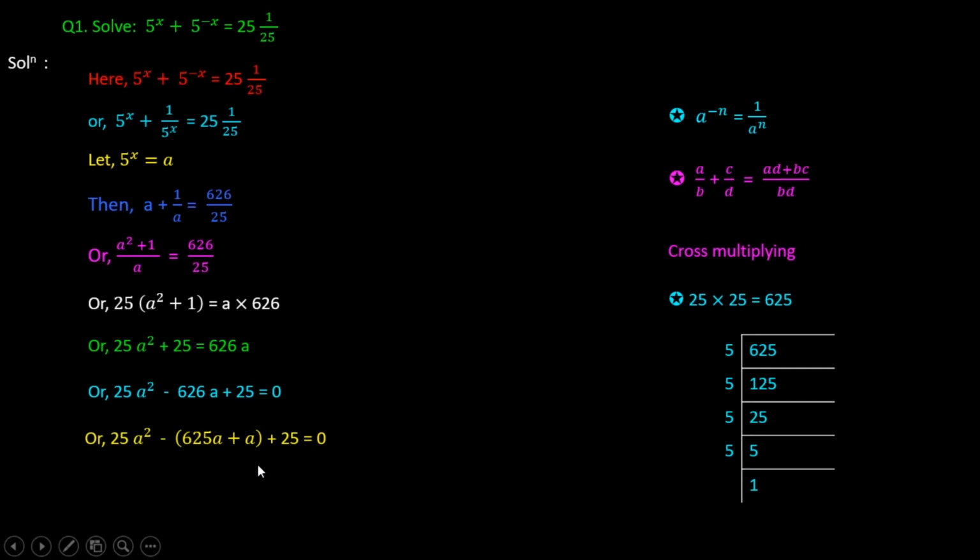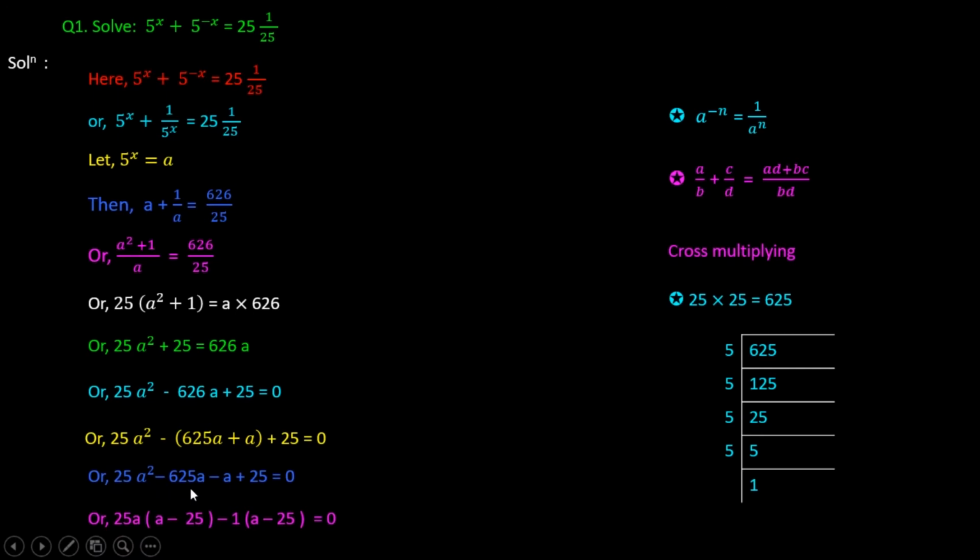Okay, now we have to open the bracket. Outside there is minus 1, so you have to multiply minus 1 inside the bracket. Minus 1 times 625a is minus 625a, minus times plus a is minus a. I have already explained these sign rules in my previous video on sign rules. Then plus 25 equal to 0 is already there.